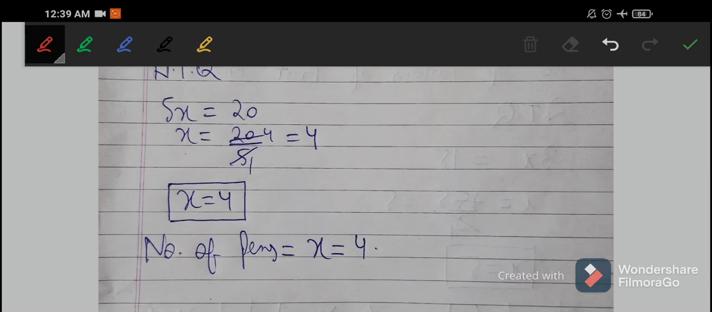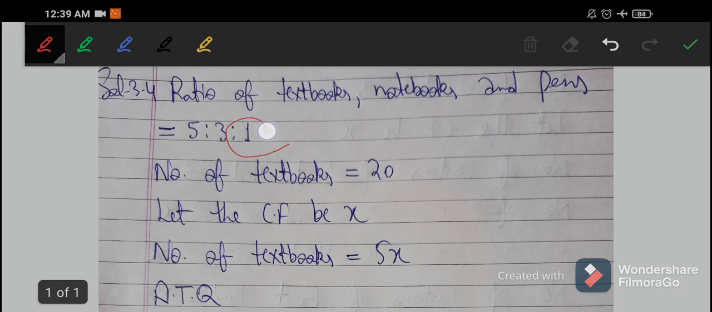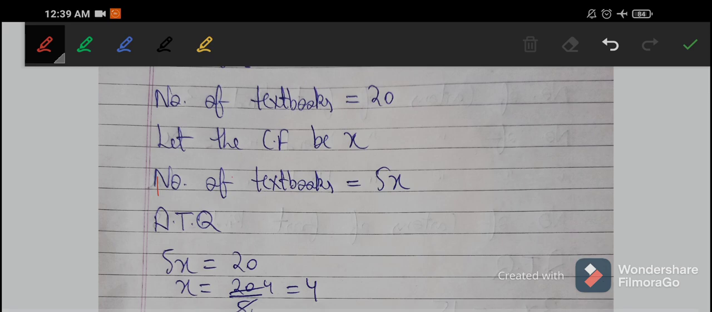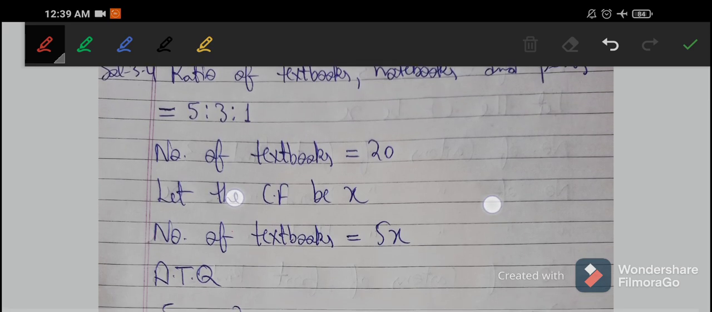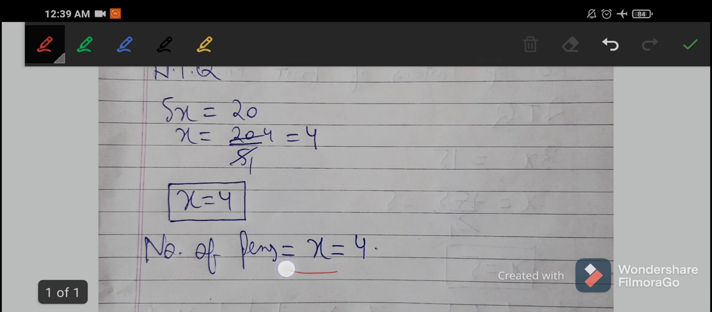Now we have to find the number of pens. Now students, look, the number of pens here is 1, but that doesn't mean that the number of pens will be equal to 1. We'll multiply x with 1. So we will get it equal to x, and the number of pens is equal to 4. So this is our final answer.